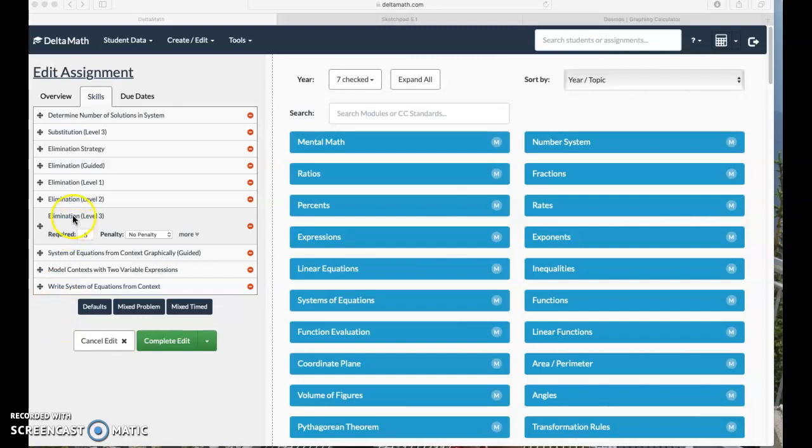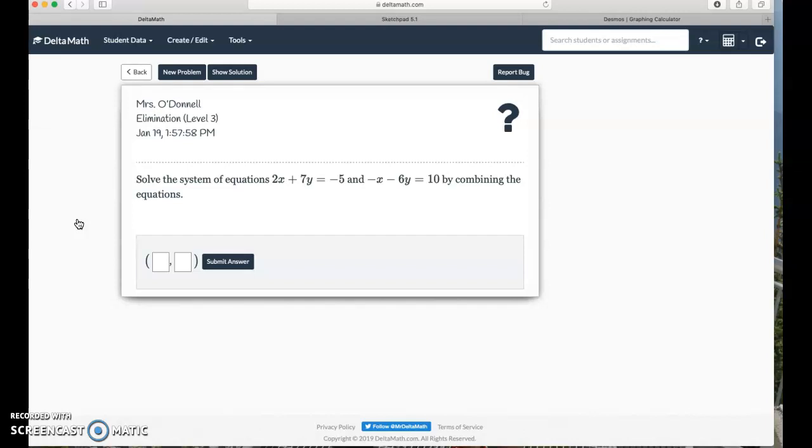All right, elimination level 3. So solving this system of equations, 2x plus 7y equals -5, and -x minus 6y equals 10, by combining the equations and then give the answer. Okay, so the first thing that we want to do is hop over, let's see here, 2x plus 7y equals -5, -x minus 6y equals 10.